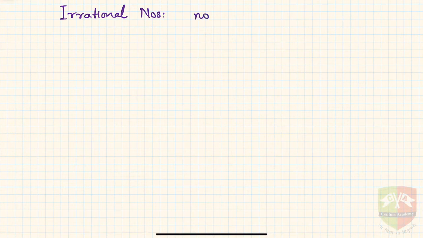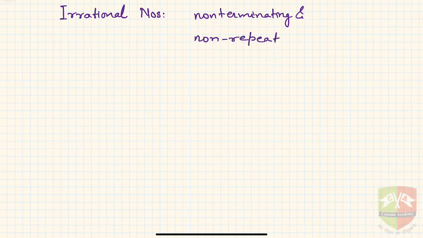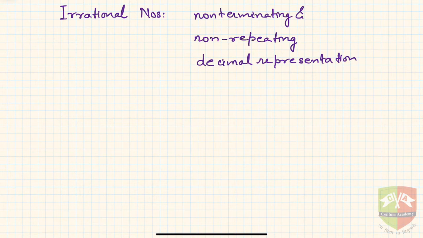So why am I doing this? Because proving that a number is irrational is much more difficult. And why is it difficult? Let us go by the definition of irrational numbers. Irrational numbers are those numbers which have a non-terminating and non-repeating decimal representation, right? So it will be very difficult to prove that some number has a non-terminating and non-repeating representation.